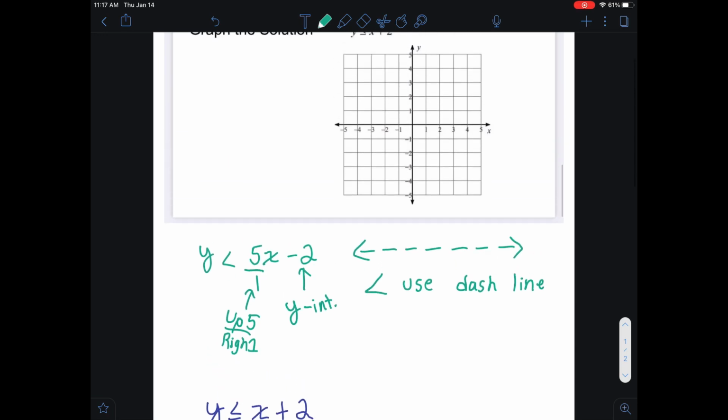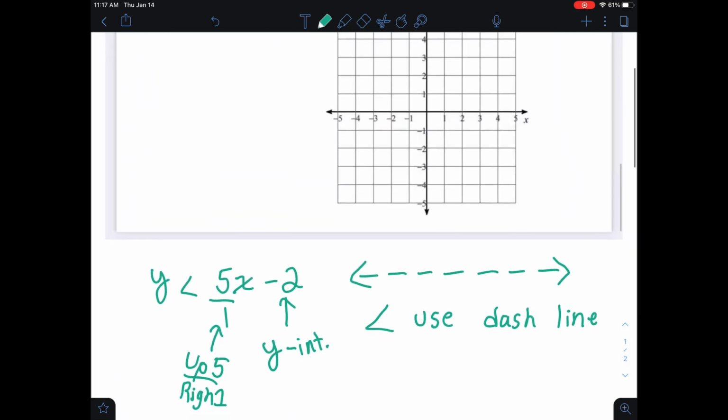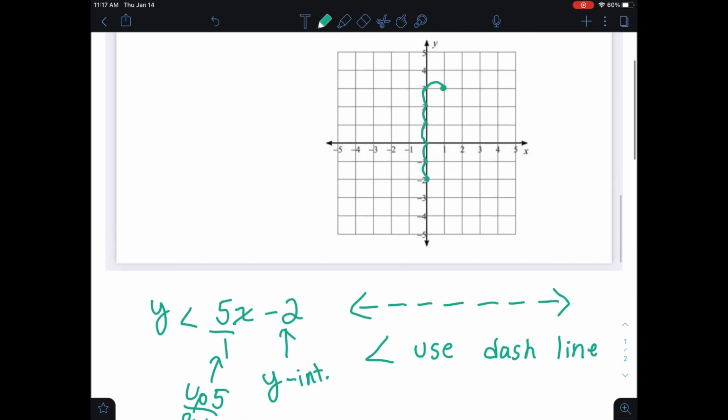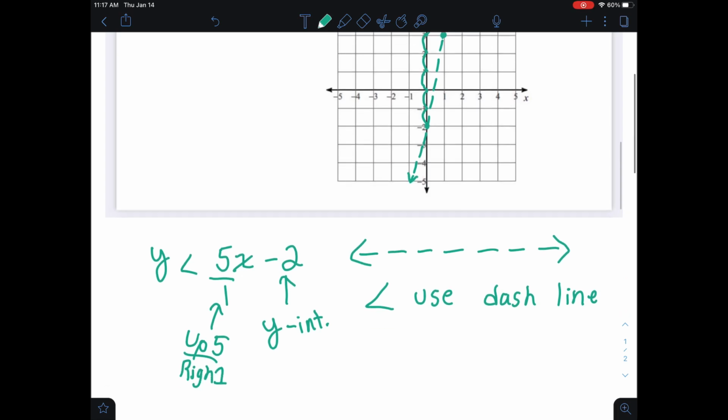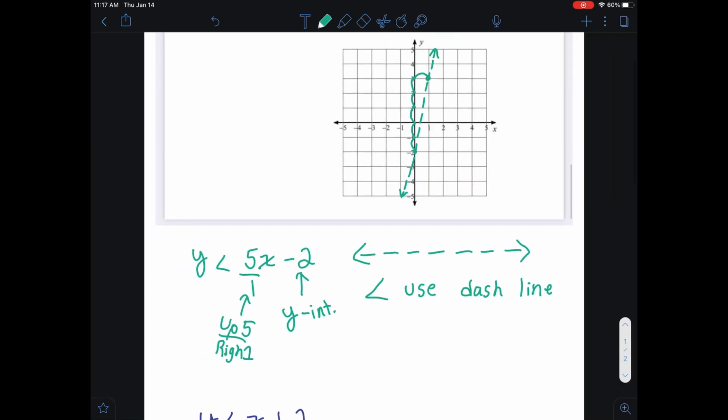Okay. So we'll start at our y-intercept, -2, put a dot there. Then we have to go up 5, 1, 2, 3, 4, 5, and right 1, and we have another point. And then we'll draw our dashed line through that. It doesn't have to be perfect, just kind of eye it. You can kind of notice how to do it. Okay, so that's our first line. That's all we need to do.